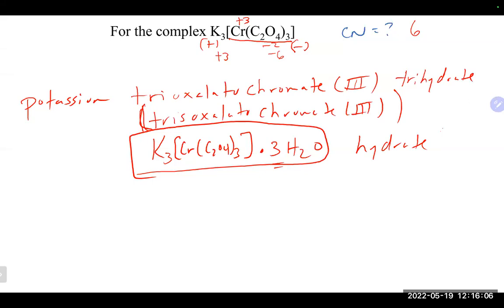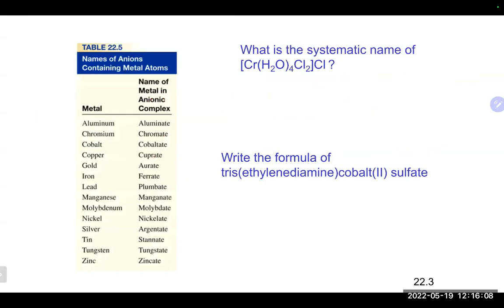Okay. Let's try a couple more here. Top one, let's do name. Bottom one, let's do formula for it. Table on your left, there are some more metal-ate names. Let's take a look, see how you're doing.